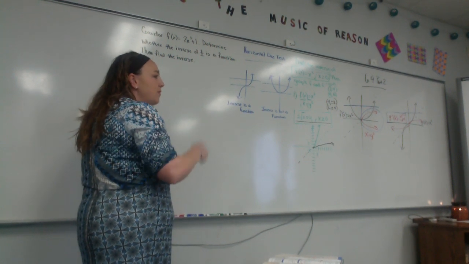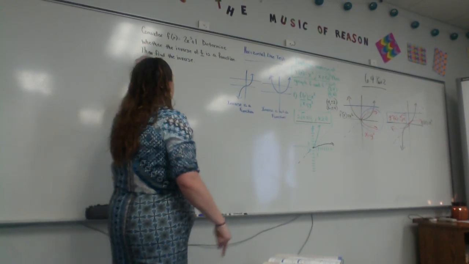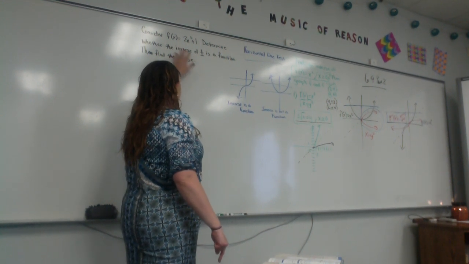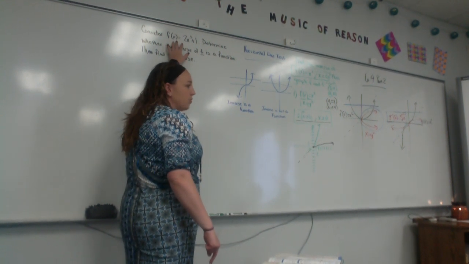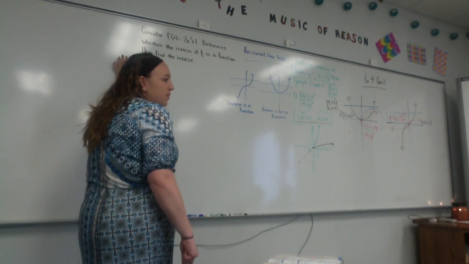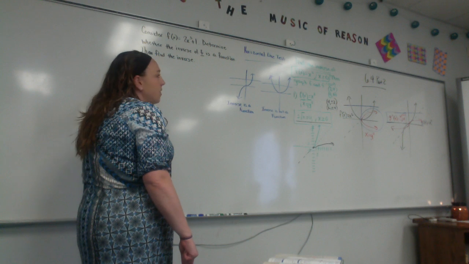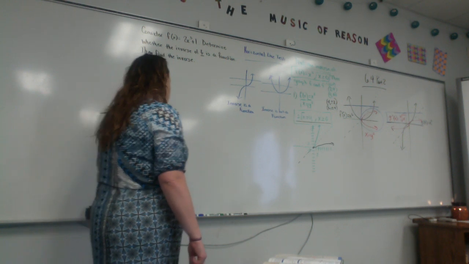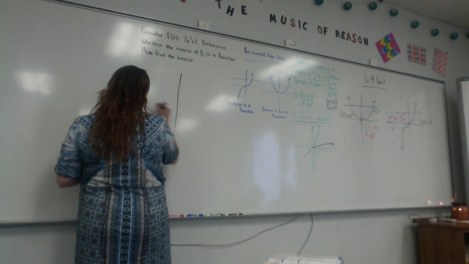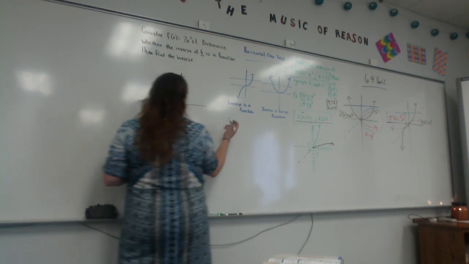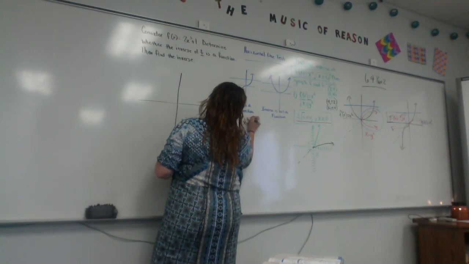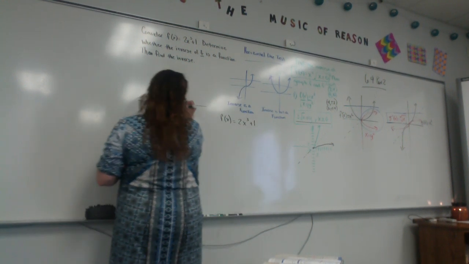To determine if the inverse is a function, I have to graph the original function, do a horizontal line test, and then I can say yes, it's a function, or no, it's not a function. Then I can find the inverse anyhow. So, how do you think I'm going to graph f of x equals 2x cubed plus 1? What do you think I need to do?